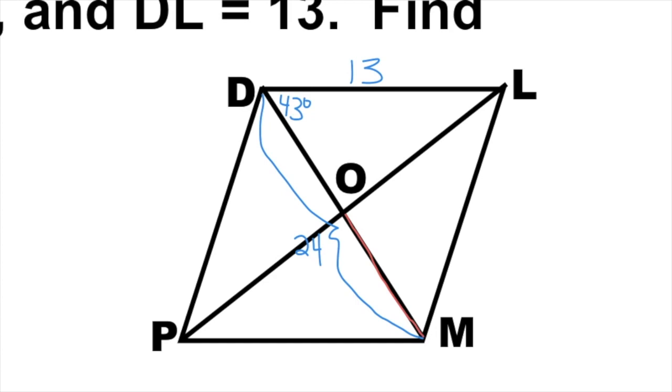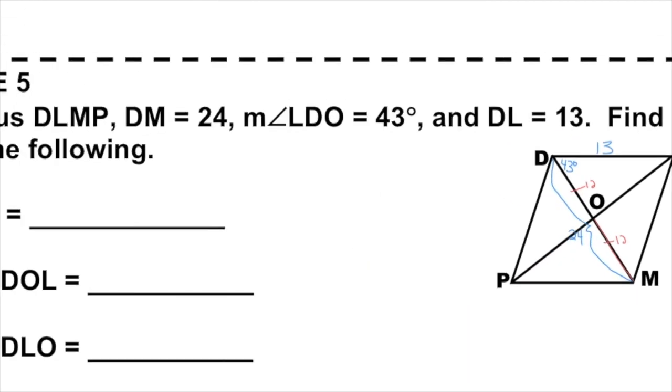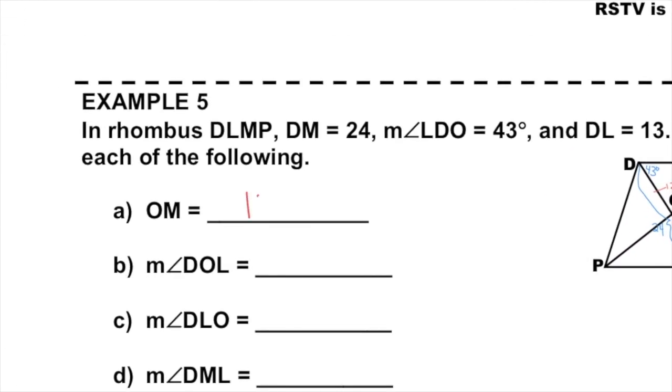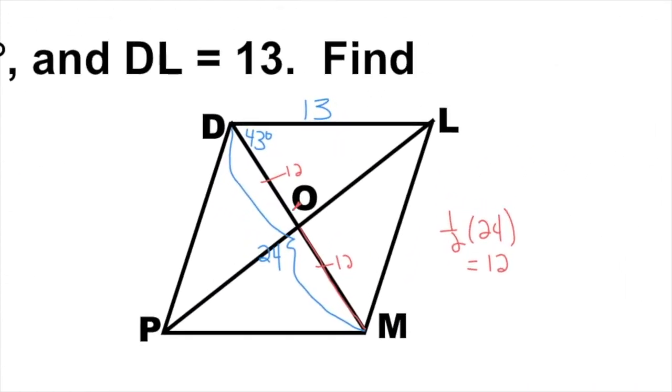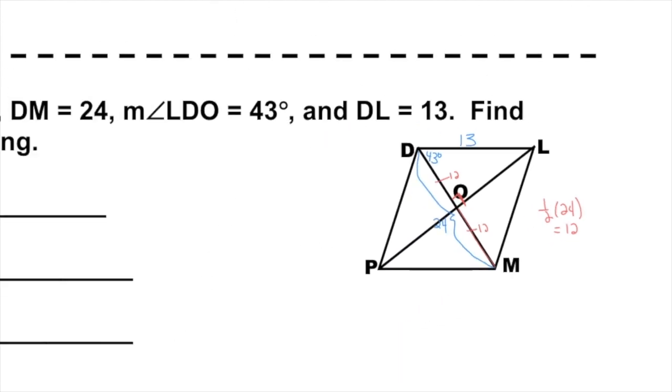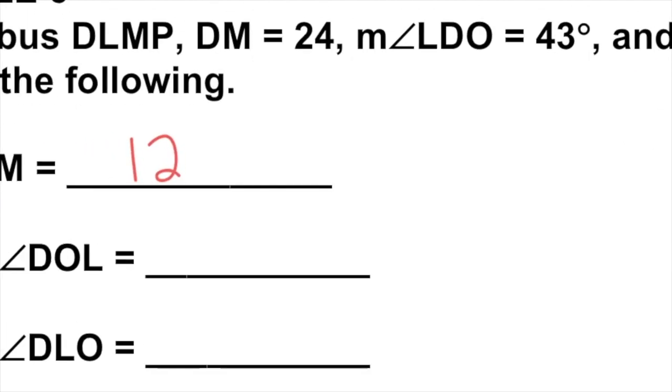Well, I know the diagonals bisect each other, so these two are congruent. So that's going to be 1/2 of 24, which is equal to 12. So I know that's 12 and that's 12. So I now know OM. Then it asks me for DOL. This is probably the easiest one. That's 90 degrees because diagonals are perpendicular.